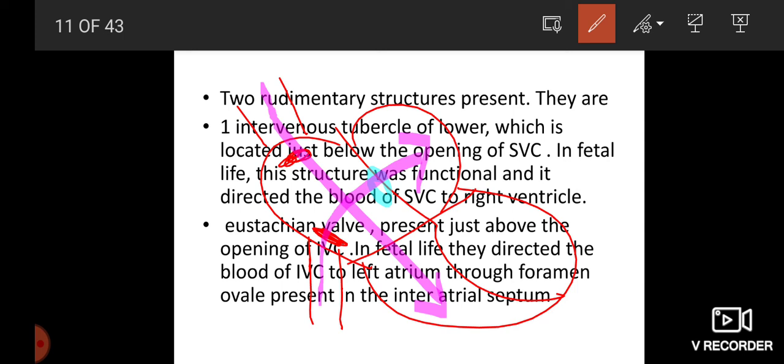Once the fetal circulation changed to the adult pattern of circulation, these functional structures, the intravenous tubercle of Lower and the Eustachian valve, lost their function and became remnants or rudimentary structures. These rudimentary structures have no function in the adult heart, but the structures are still there.